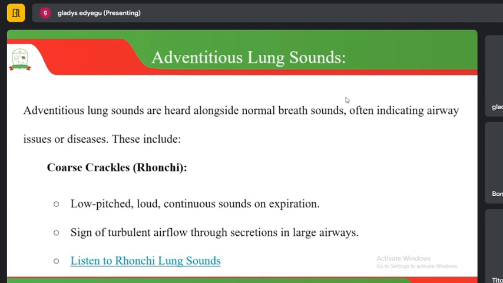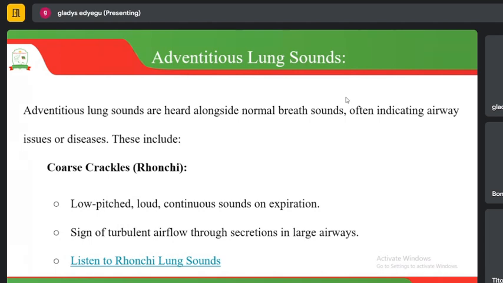So when you listen, you can tell this is an adventitious lung sound, which is not a normal one. It is always heard alongside the normal breath sounds, often indicating airway issues or diseases. This includes the coarse crackles, that is the rhonchi. When you're listening using the stethoscope, you may hear some crackles and understand this is not normal. These can be low-pitched, loud, continuous sounds on expiration, which is not a normal thing.